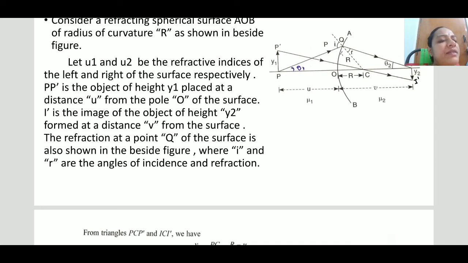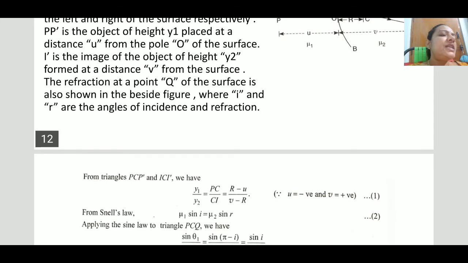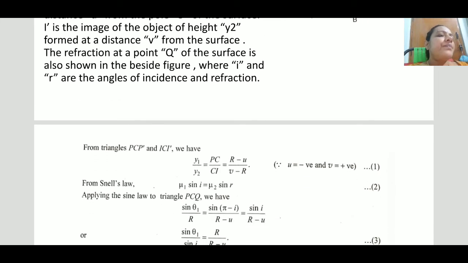Here we have taken a refracting surface of a lens. PP dash is our object, and the image is formed at IA dash. Y1, y2 are the heights of the object and image, u and v are the object distance and image distance, i is the angle of incidence, r is the angle of refraction, capital R is the radius of curvature, and mu1, mu2 are the refractive indices on both sides, left and right, of this curvature.